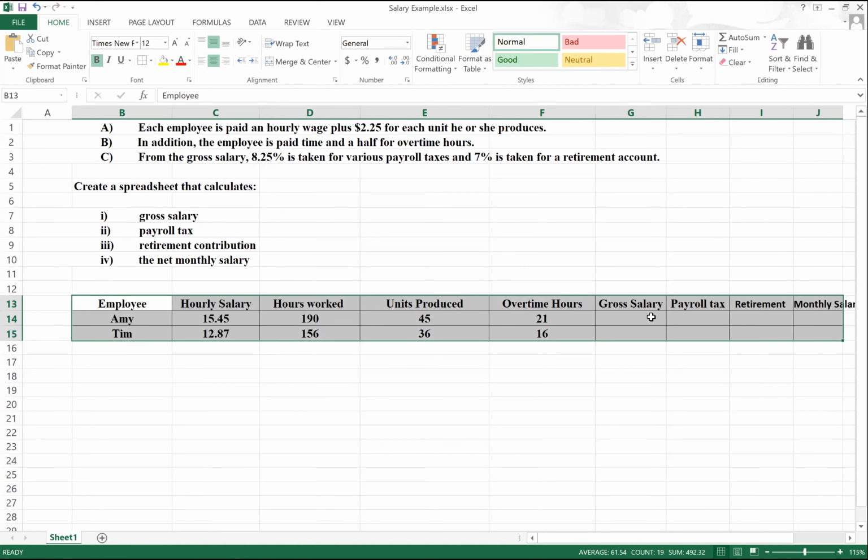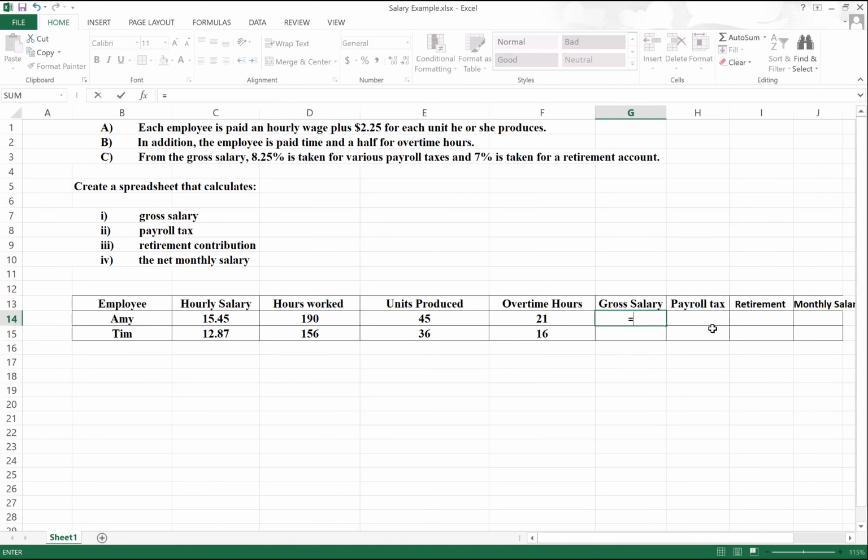So now let's work on the gross salary. Remember, gross salary has 3 parts. Regular pay, right? So hourly salary times hours worked during the normal hours. That will be the regular pay. The hourly rate for Amy is 15.45. So we're going to use the cell C14 multiplied by D14, right? As the regular pay.